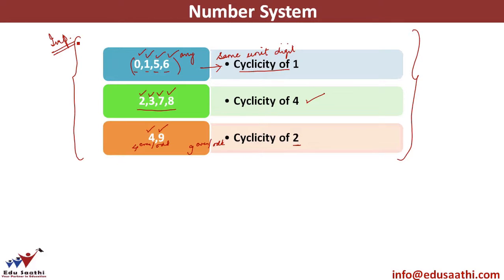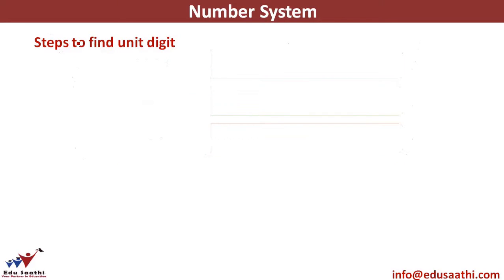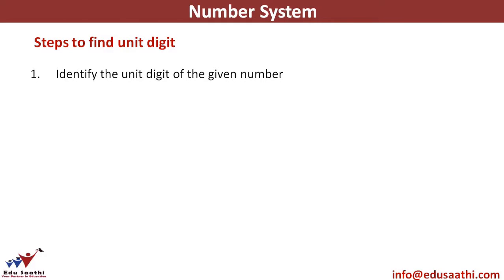Once we have understood this concept of cyclicity, let's look at how to solve the question. So what are the steps that you need to take to find out the unit digit? The steps would be as follows. First step, identify the unit digit of a given number.